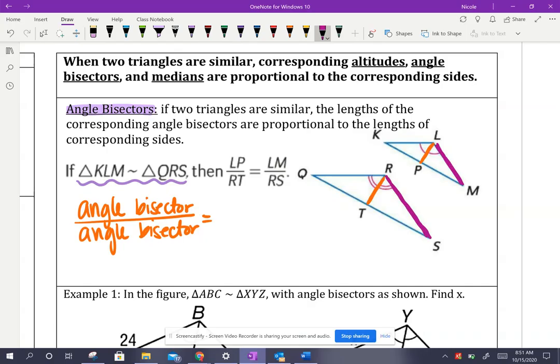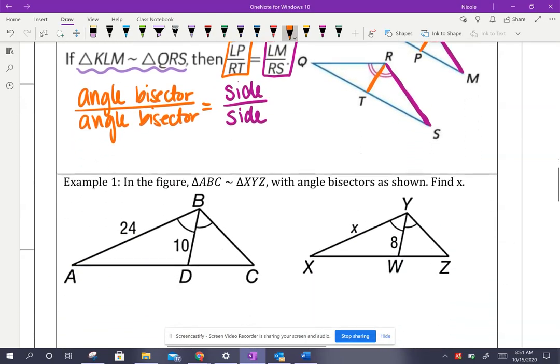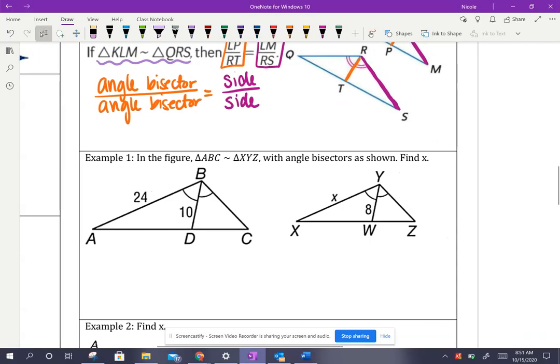So those are in the same position, just kind of like our corresponding angles. They're in the same position between the two triangles. So we have side over side. So that's very important here. So we have LM over RS and LP over RT. Those are our two angle bisectors. So we have to make sure that we line them up properly and that they are in the same place. So let's look at an example with this thought.